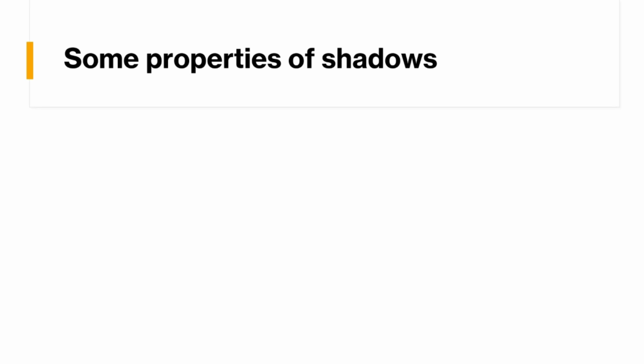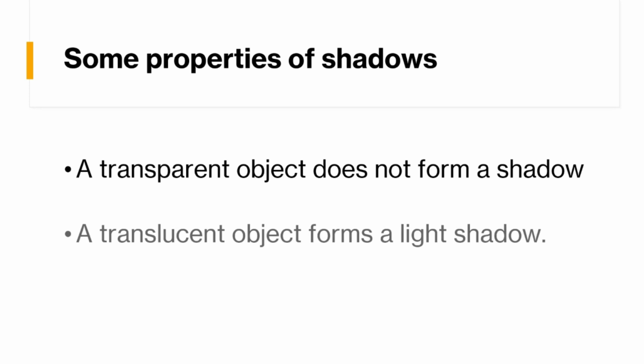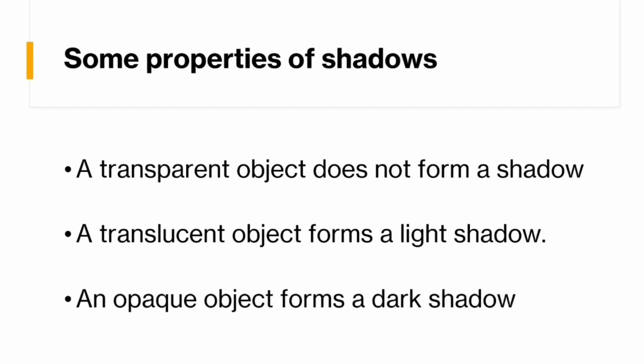A transparent object does not form a shadow. This is because it allows light to pass through it completely. A translucent object forms a light shadow because it blocks some amount of light. An opaque object forms a dark shadow because no light passes through it.